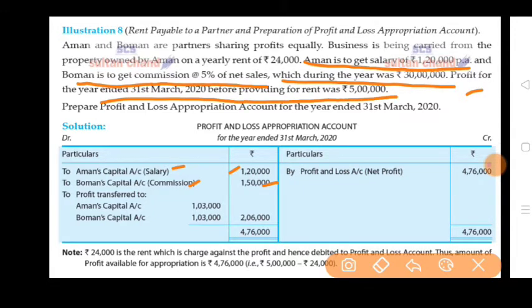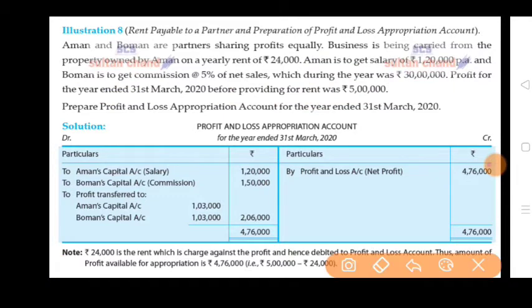So we had already deducted the rent of 24,000 from the 5 lakh and we have written 4,76,000 here. Now the next step will be to find out the balance. If the balance comes on the debit side, it will be a profit, and if it comes on the credit side, it will be a loss. Here, if you can see, on the credit side there is only one amount, 4,76,000.